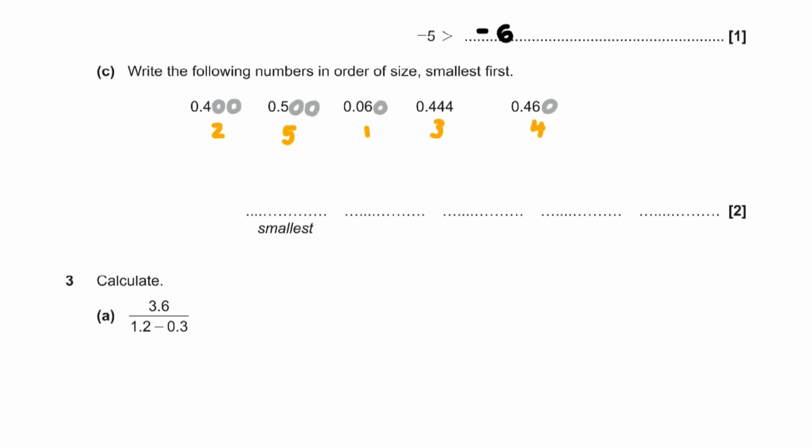So what's the smallest number? Well, that is 0.06, followed by the 0.4, followed by the 0.444, followed by the 0.46, followed by the 0.5.